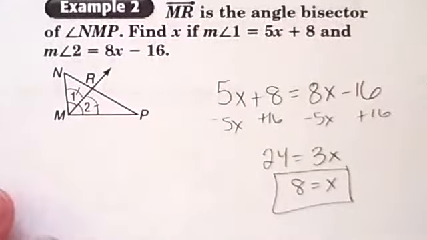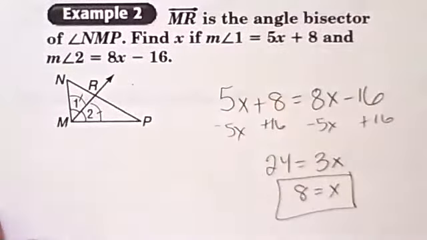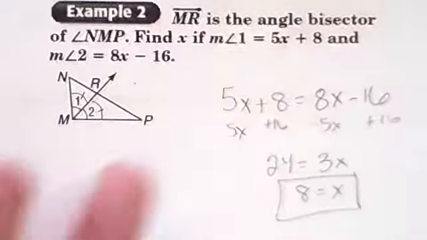Remember, if they also wanted us to find angle 1 or angle 2, you would take 8 and plug it in. Okay, so that's an angle bisector. It cuts an angle in half.